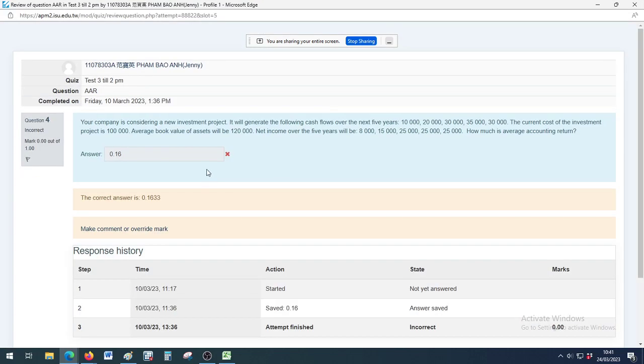Right. Your company is considering a new investment project. It will generate the following cash flows over the next 5 years: 10,000, 20, 30, 35, 30. The current cost of the investment project is 100,000. So we need to invest 100,000 first. Average book value of assets will be 120,000. Net income over the 5 years will be these values. How much is average accounting return?